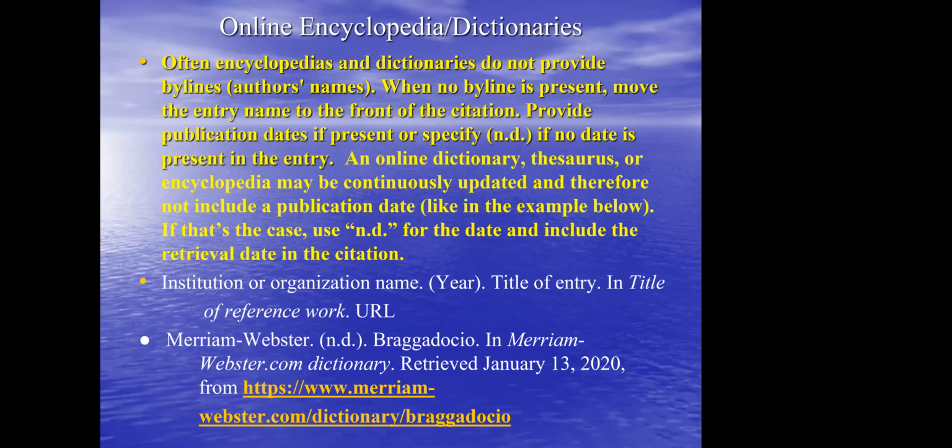Okay, then you've got online encyclopedias and dictionaries. Again, it shows you how you do this. You use the organization or institution name, then the title of the entry, and then the title of the reference work is in italics. So if you look at the example, Merriam-Webster is the name of who puts it out. Then the title, or the definition, whatever it happens to be, was braggadocio. And then it shows the Merriam-Webster.com Dictionary, and when it was retrieved and from where.